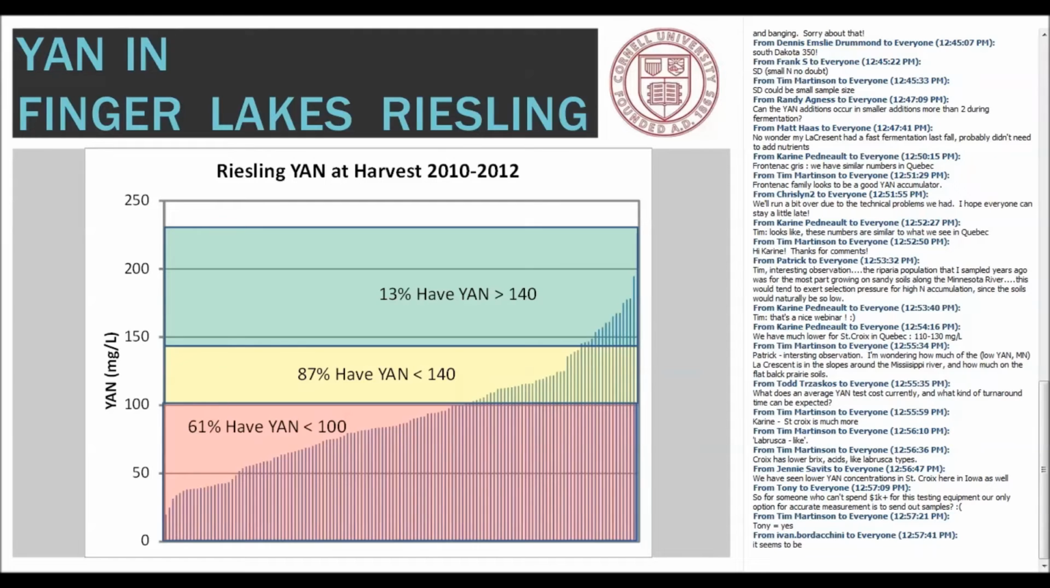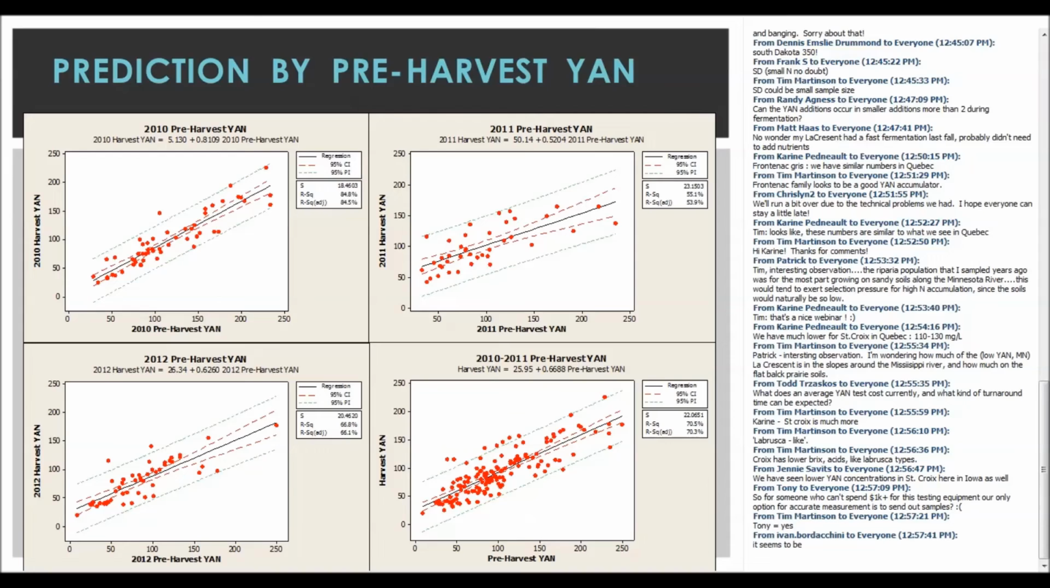So just to give you an idea, this is a compilation of all of our Riesling YAN. We tested 60 sites a year from 2012 to 2010. You can see we have quite a range, but most of them are low. Most of them are below 100 milligrams per liter, which is quite low. So we're assuming that everyone in the Finger Lakes is adding YAN for the most part. I think there's one sample on the right-hand side that's above 200. Maybe 2, but most of them are low. So most people are adding some sort of nutrient, and we're afraid that most people are doing it prophylactically because this is hard to measure.